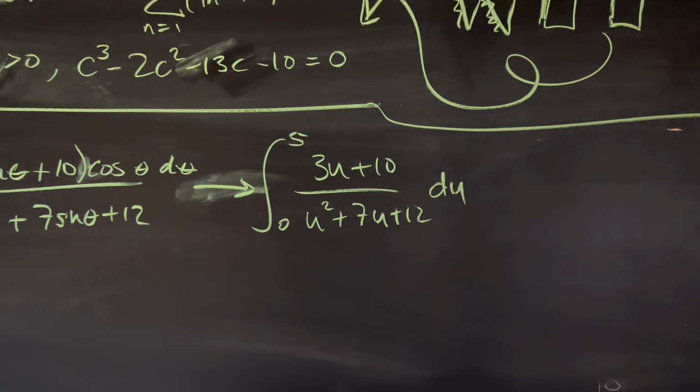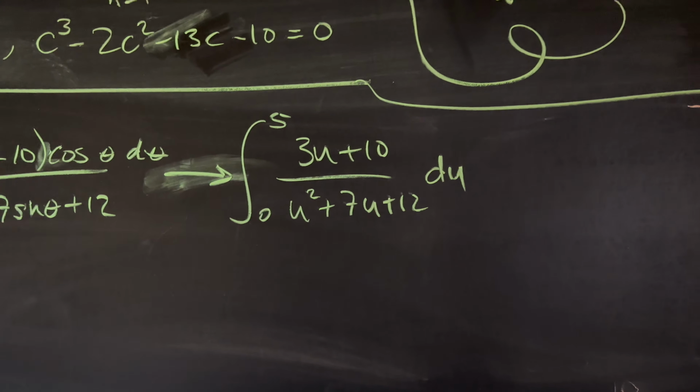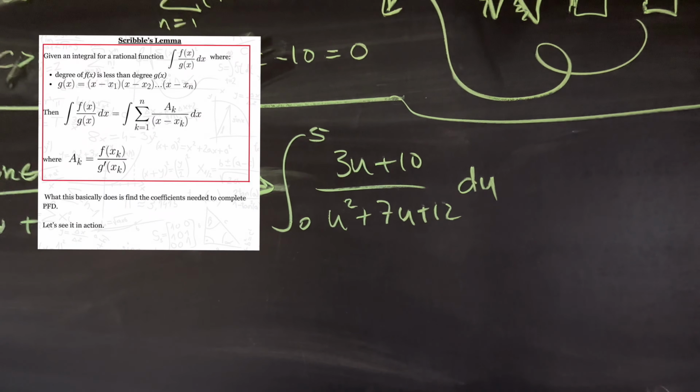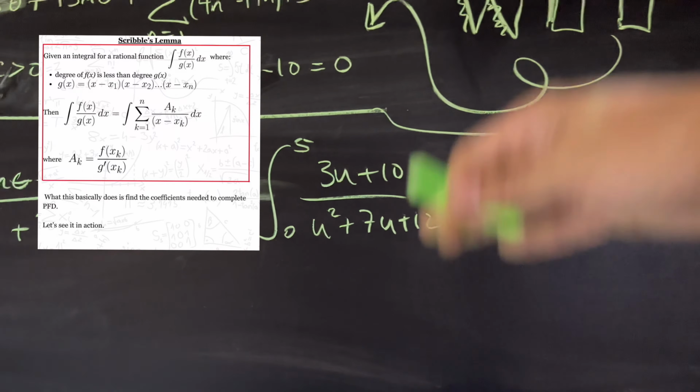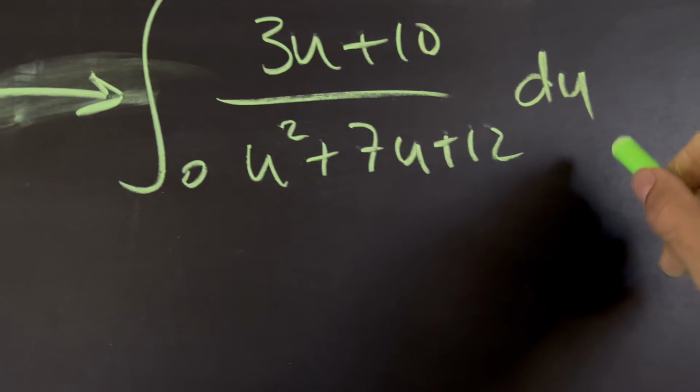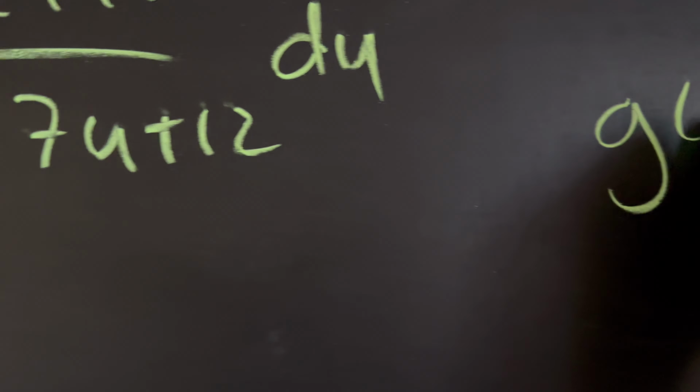So it looks like we're definitely going to use a partial fraction decomposition, but I'm going to go ahead and use what I like to call Scribble's lemma. I believe it's like the residue theorem from complex variables, but when it comes to rational functions like this, I just call it Scribble's lemma. Sorry about that. So this, I'm going to make my g of x.